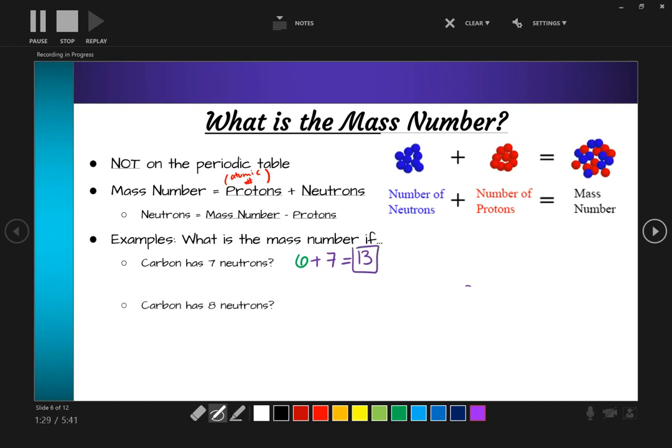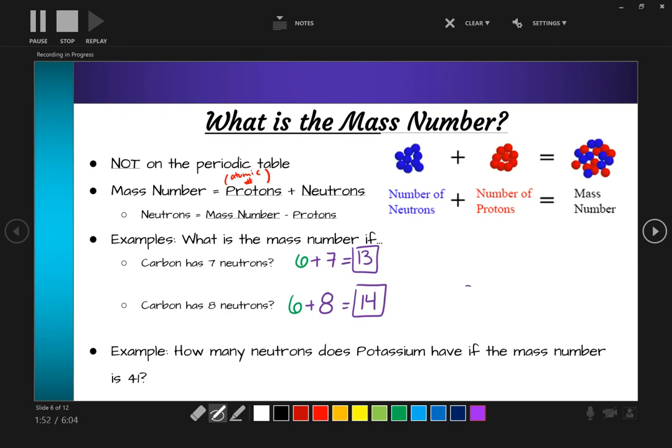What if carbon has 8 neutrons? How many protons does it have? Well, that stays the same. So it's still 6 protons plus the number of neutrons you were given. So 6 plus 8 is 14. So the mass number would be 14.